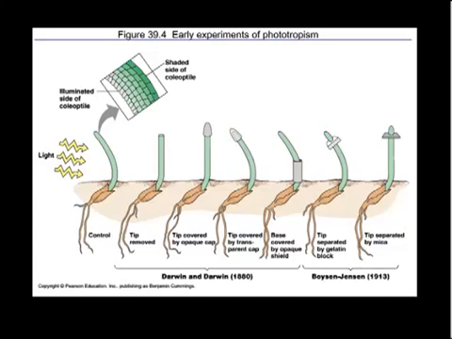Boysen-Jensen supported Darwin's experiment by performing the same experiment, except he used a block of gelatin, which is permeable, and an impermeable block, mica block. And this showed that the plant response was triggered by light-activated chemicals.